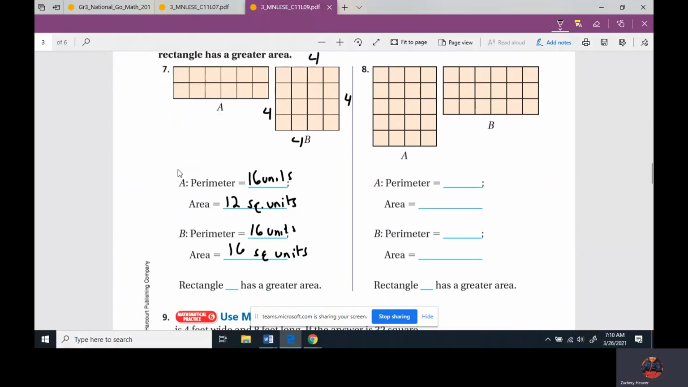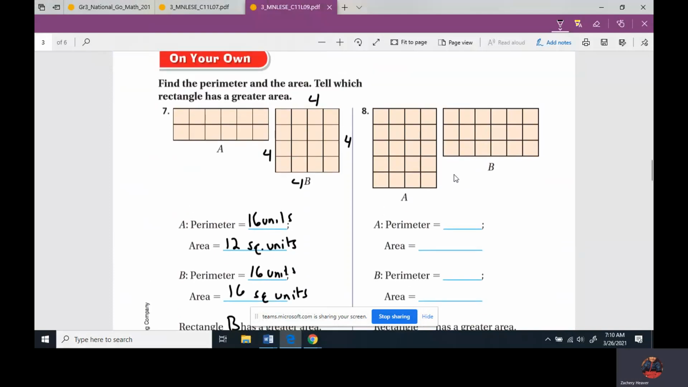So which one has the greater area? Rectangle B has the greater area. Let's try the second one. So 1, 2, 3, 4, and then 1, 2, 3, 4, 5. So this is 5 and this is 4. So 5 plus 5 is 10. 4 plus 4 is 8. 10 plus 8 is 18 units. And then 5 times 4 for the area would be 20 square units.